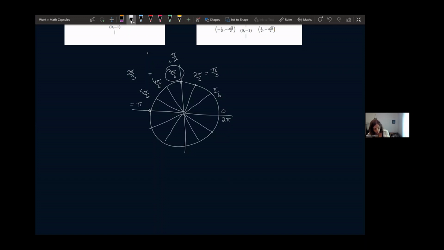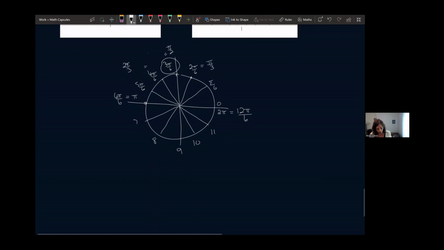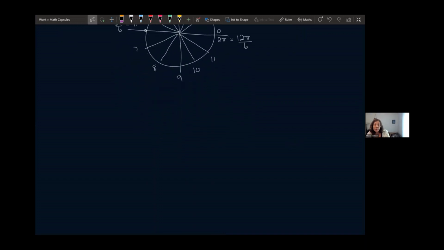I had 1 pi over 6, 2, 3, 4, 5. Pi is 6 pi over 6, so then I keep going 7, 8, 9, 10, 11, and then finally 2 pi is the same thing as 12 pi over 6. So that's how we're going to do it. And remember, if you have a negative angle, that's fine. You just count the other way around.